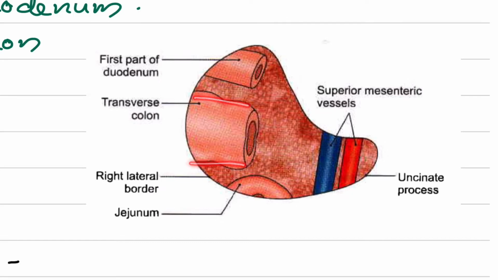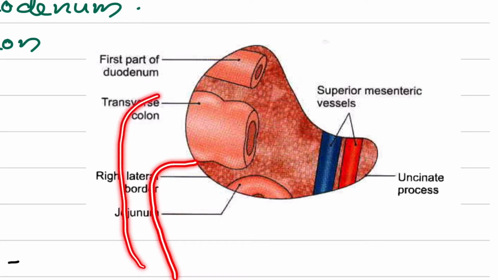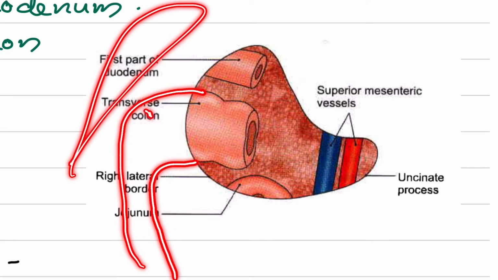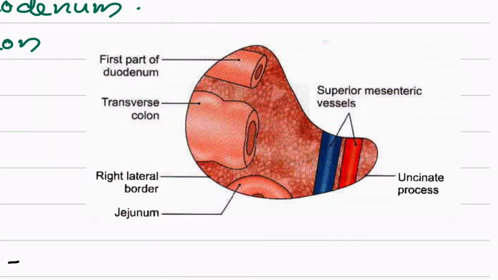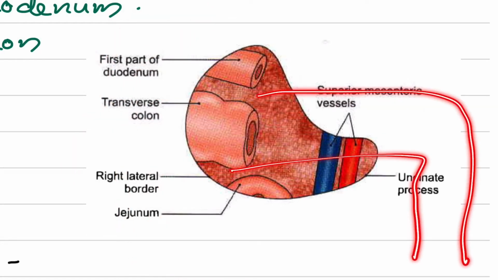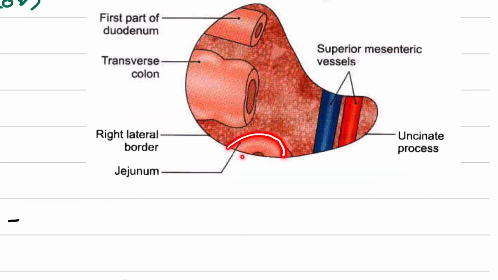transverse colon. See, the ascending colon comes like this and here you have your liver. This is the hepatic flexure of colon. So now the transverse colon goes like this and later comes down as the descending colon. Okay, then we have jejunum here.